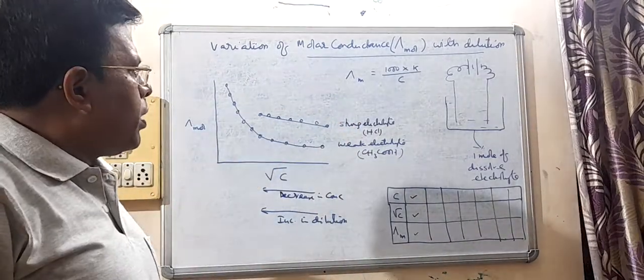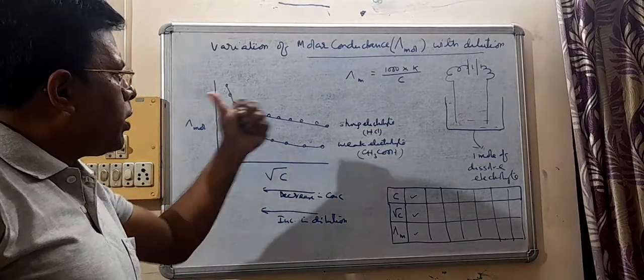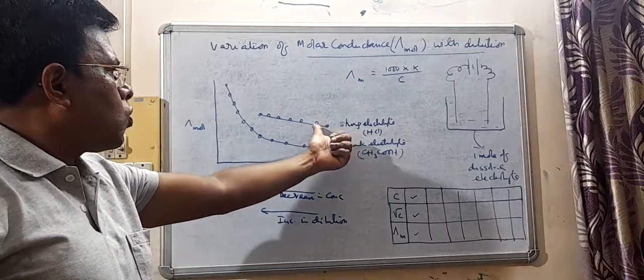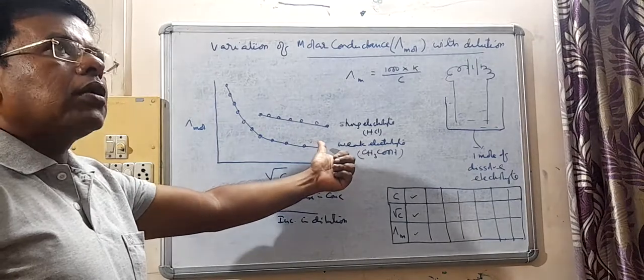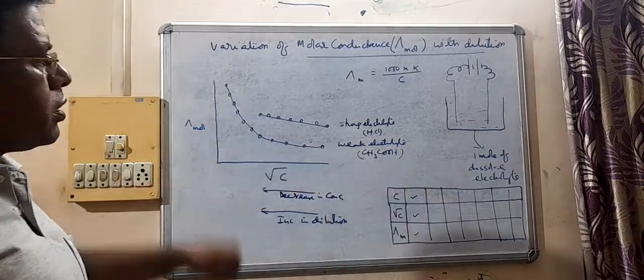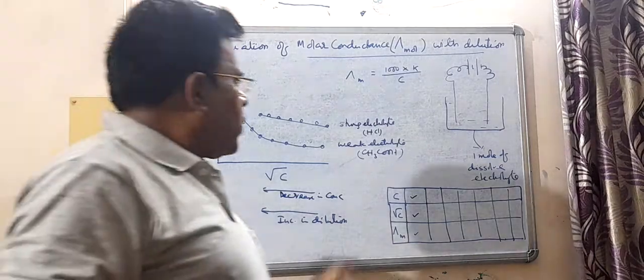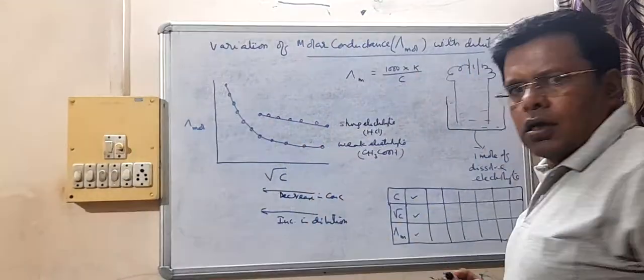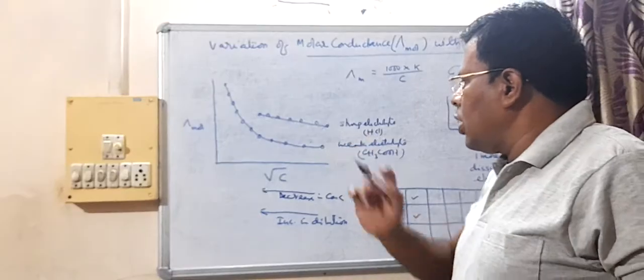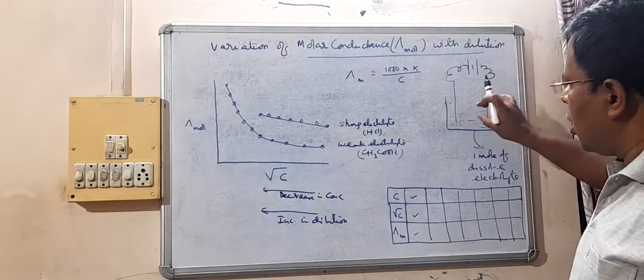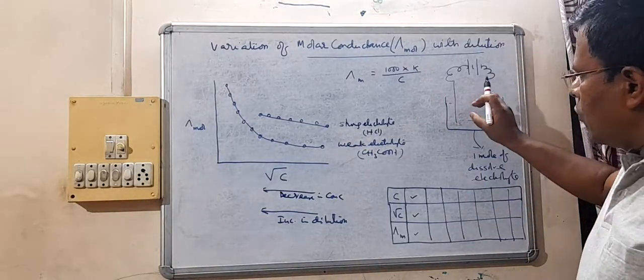Now, why is it happening like this? Why is the graph in case of strong electrolyte like this, and in case of weak electrolyte like this? This is what we need to explain. First, let us take up the case of weak electrolyte. So here we have weak electrolyte.